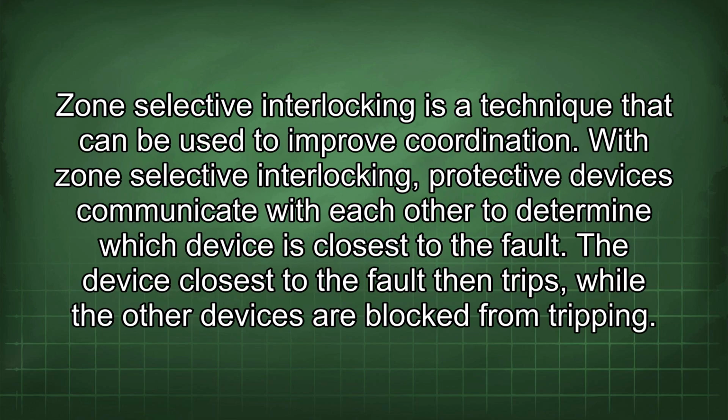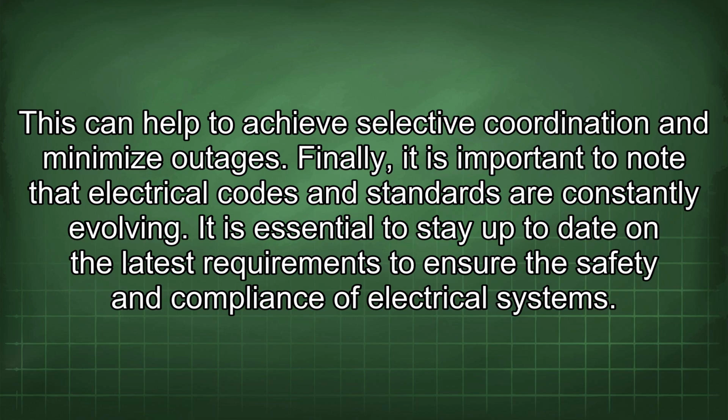Zone-selective interlocking is a technique that can be used to improve coordination. With zone-selective interlocking, protective devices communicate with each other to determine which device is closest to the fault. The device closest to the fault then trips, while the other devices are blocked from tripping. This can help to achieve selective coordination and minimize outages.